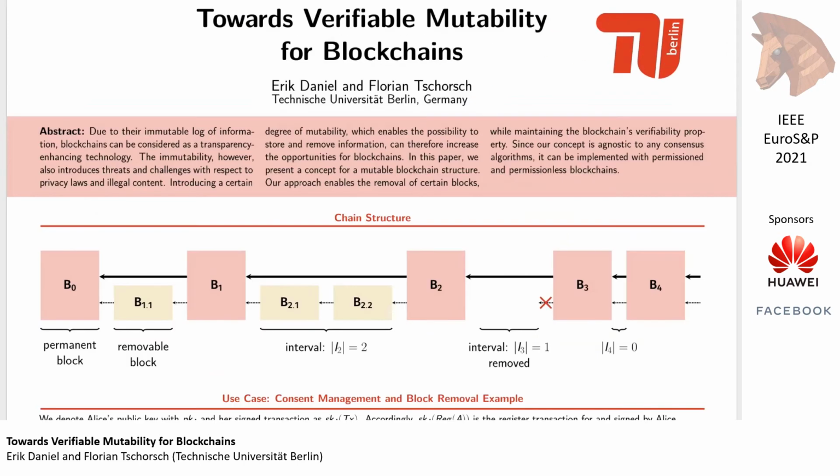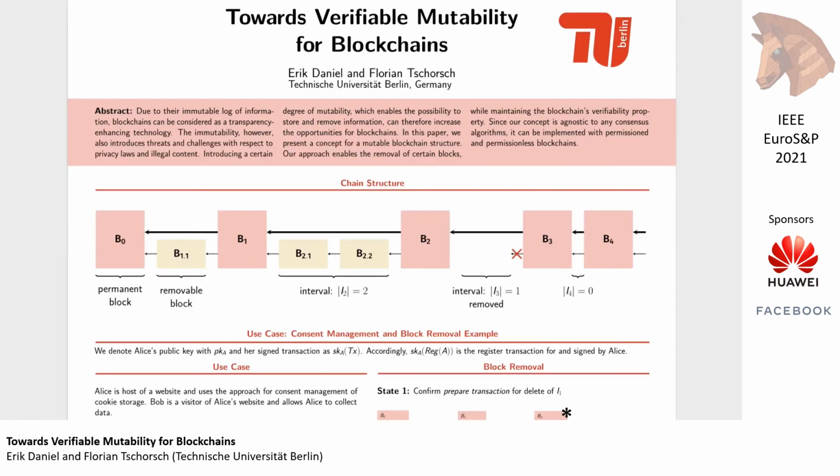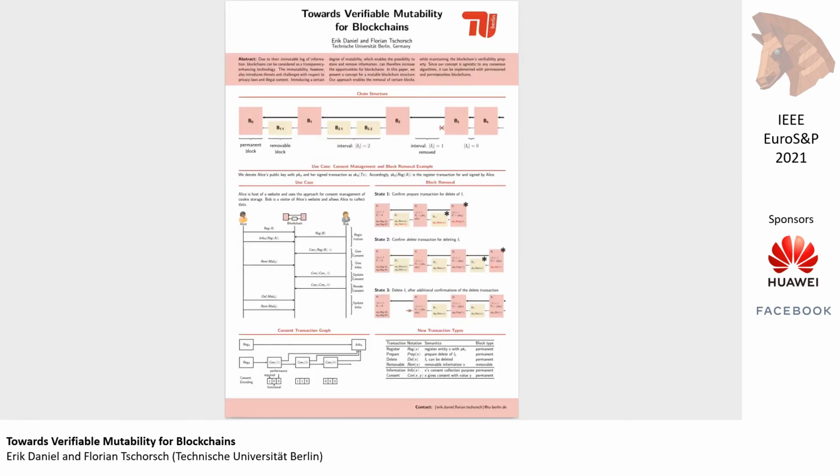What we want to achieve with our concept is a certain degree of mutability. We adjust the structure of the chain, changing it into something like a skip chain, with the goal to make the deletion of certain blocks in the middle possible. Of course, the deletion of information, while desired, must follow some rules. To see how we want to solve some of those problems, or if you are interested in more details concerning possible use cases or the deletion process, see you at the poster.